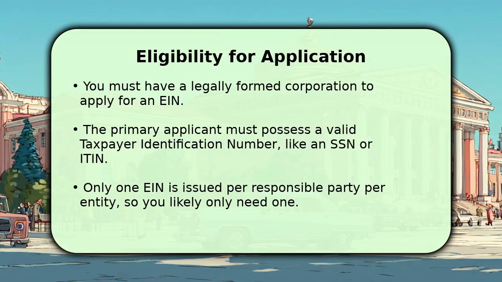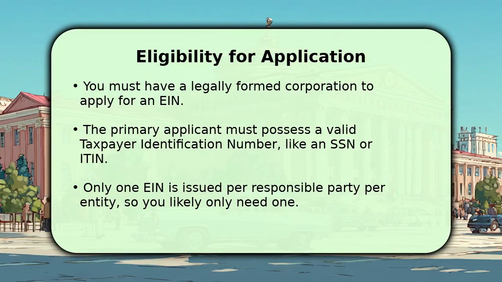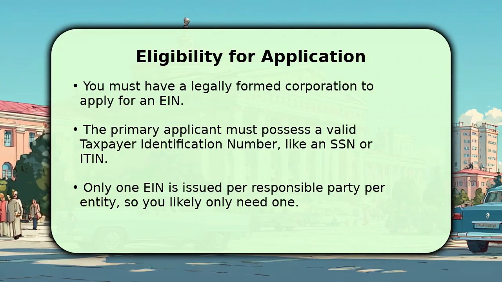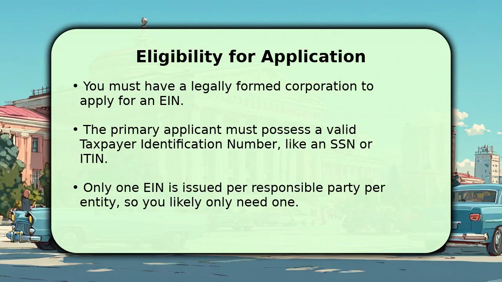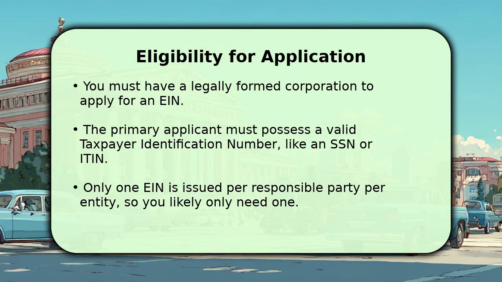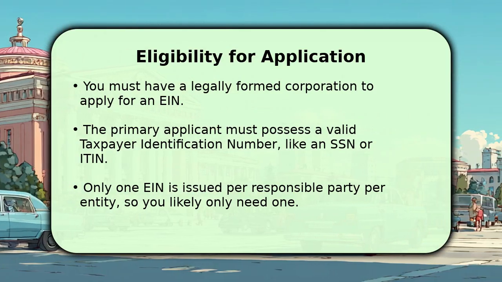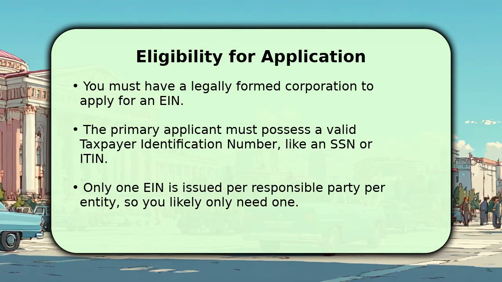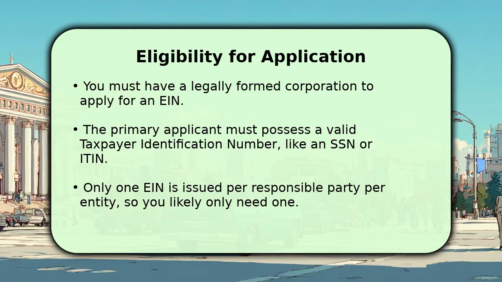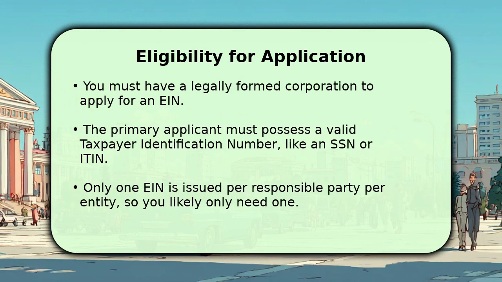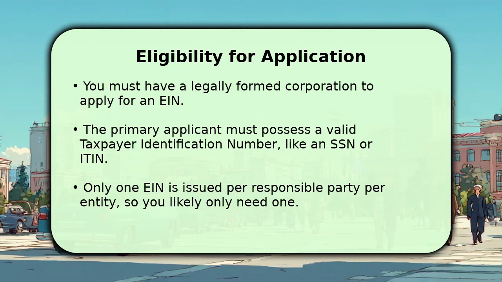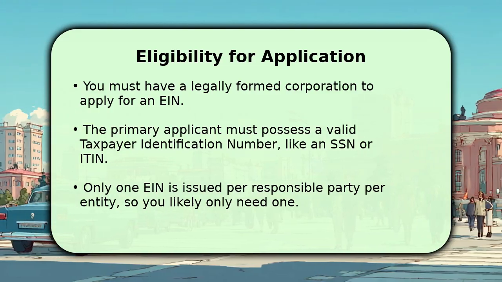To apply for an EIN, your business must first be legally formed as a corporation. The individual applying on behalf of the corporation, known as the responsible party, must also have a valid taxpayer identification number, such as a social security number or an individual taxpayer identification number. Only one EIN is typically issued per responsible party for each distinct entity. This ensures a clear and accountable system for your business operations.